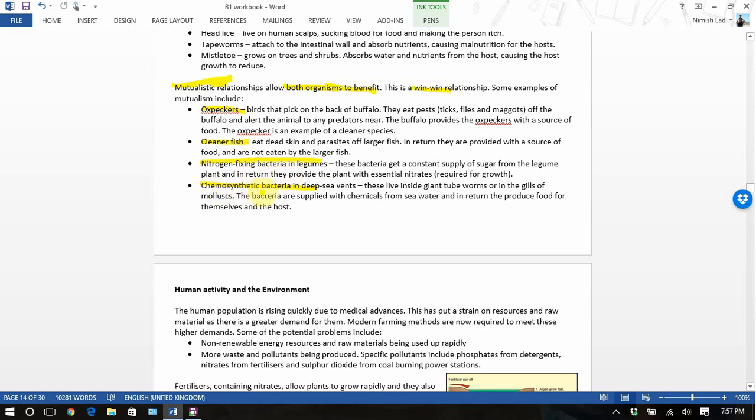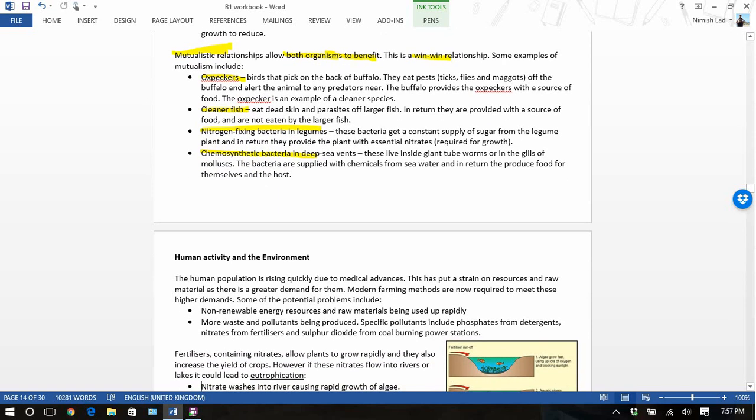There's also chemosynthetic bacteria in deep sea vents. These live in giant tube worms or gills of mussels, and the bacteria are supplied with chemicals from seawater, and in return they produce the food for themselves and the host. So again, they're given what they need to survive, and in return say, here, have some food, I'll have some too, but you get some as well. So they provide for everybody by doing that. That's a nice mutualistic relationship.